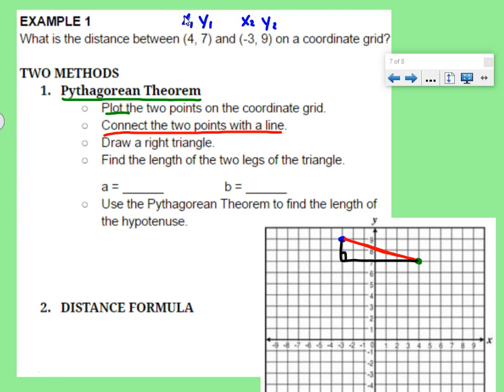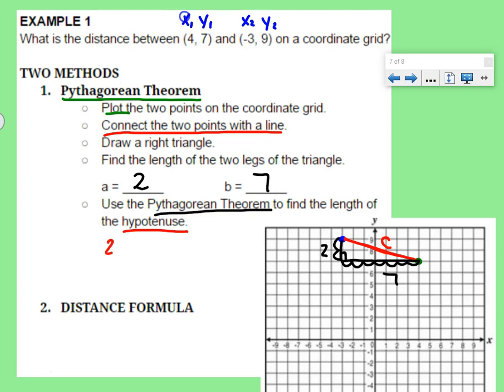Then we find the length of the two legs. So this is a distance of 2. We have 2 jumps. And then here we have 1, 2, 3, 4, 5, 6, 7. So our length of a would be 2, length of b would be 7. And then use the Pythagorean theorem to find the length of the hypotenuse, which would be our red line, which would be right here, that distance between the two points.